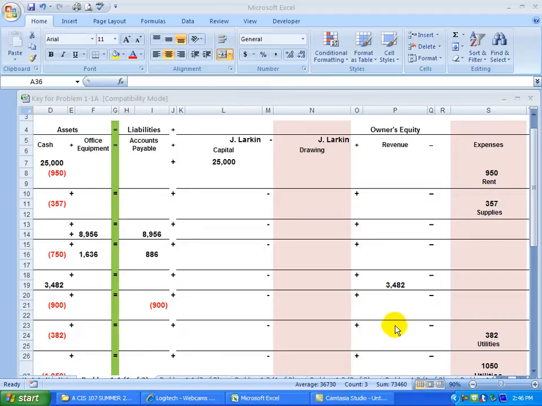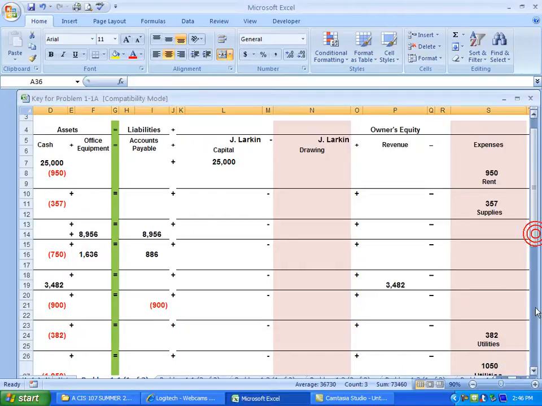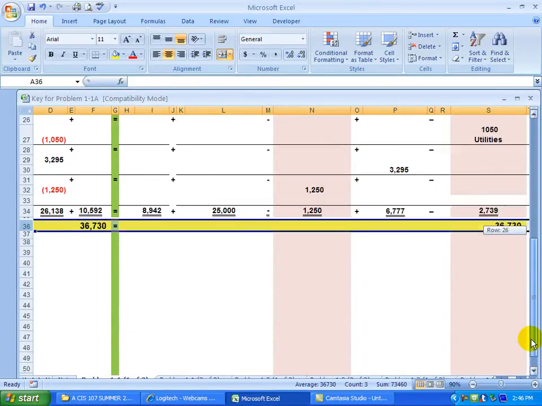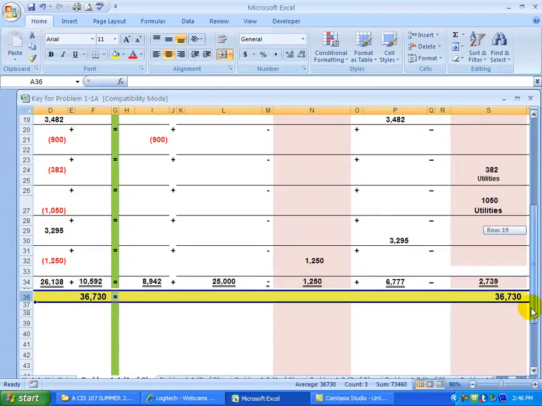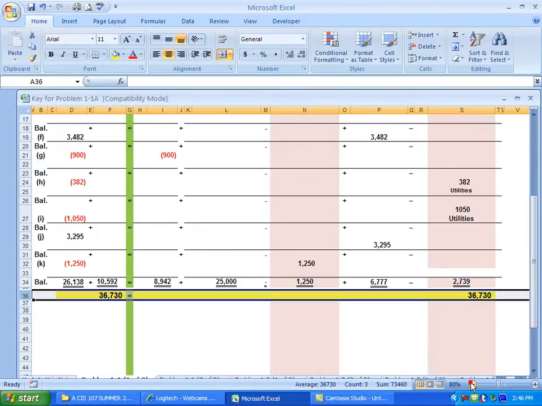This is problem 1A. It's on page 35 in your textbook. What I'm showing you is a completed form, but I want you to think about it one line at a time. And what I'm going to do is help you know how to figure out what accounts are affected and whether they're getting bigger or smaller.